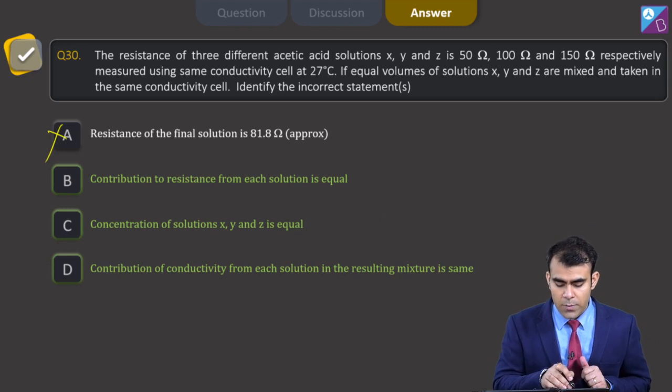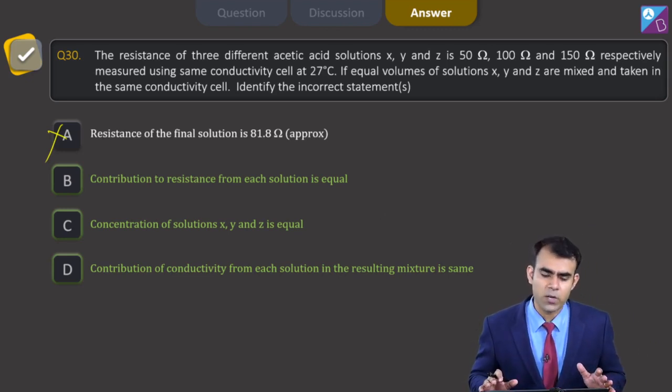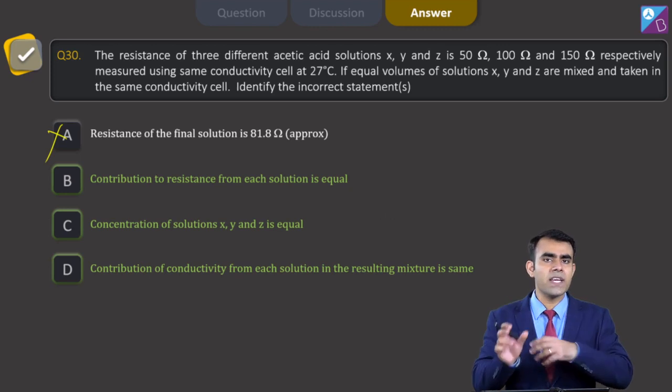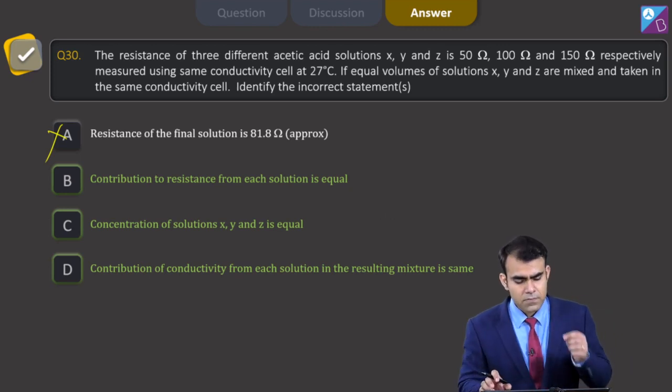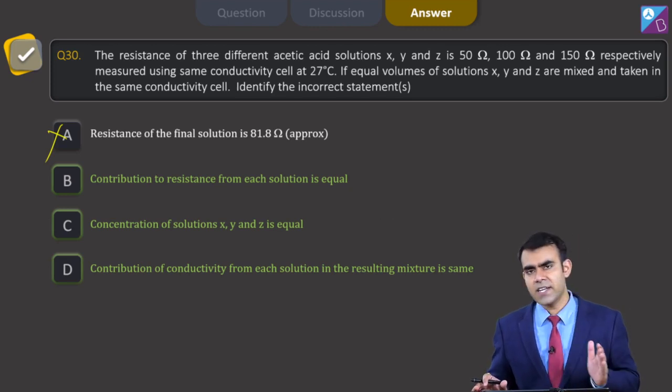The second is contribution to resistance from each solution is equal. Is the contribution from all these solutions equal? No, the contribution for resistance is not equal, because the same volume is providing different resistances. Then the concentration of solutions X, Y and Z is equal.